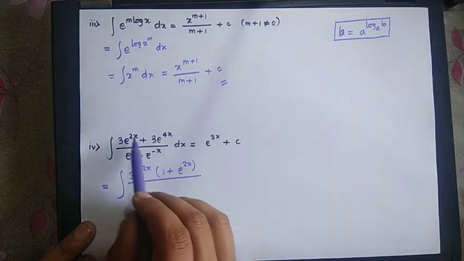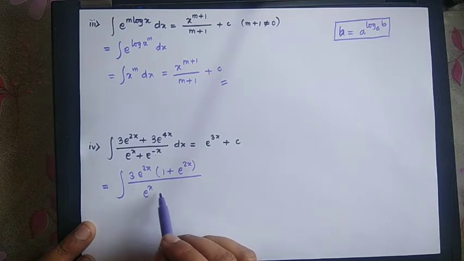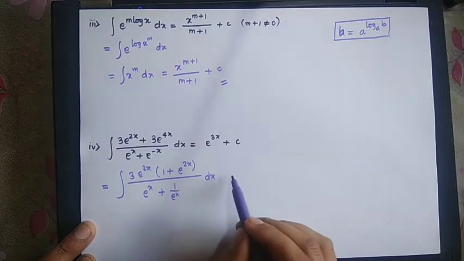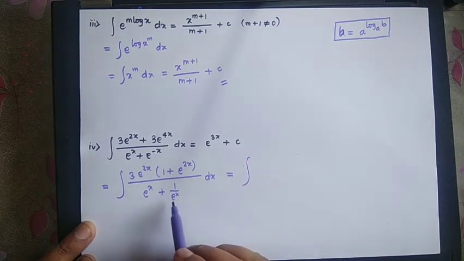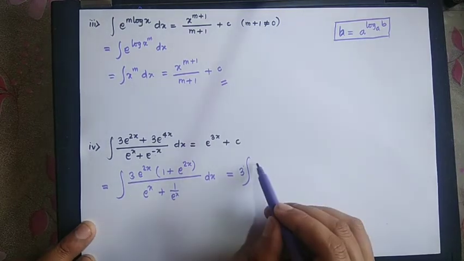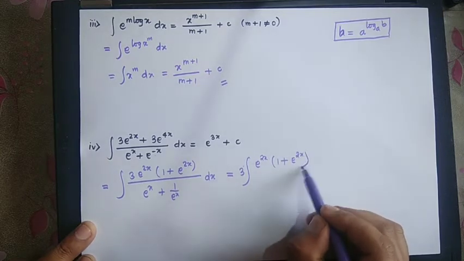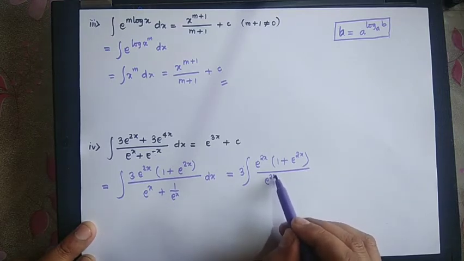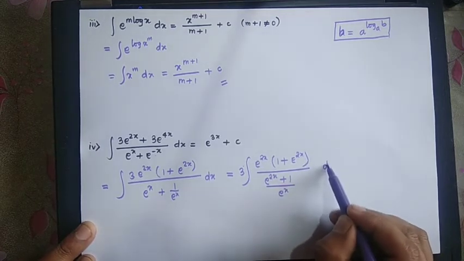Now since all the powers are positive, let us try to make this also positive. So this can be written as e to the power x plus 1 by e to the power x dx. Now let us simplify the denominator. We don't have any problem with the numerator, so let us simplify the denominator. So this 3 can be taken outside the integral sign. So we have e to the power 2x, 1 plus e to the power 2x by e to the power x into e to the power x is e to the power 2x, plus how much is that? Plus 1 by e to the power x dx.